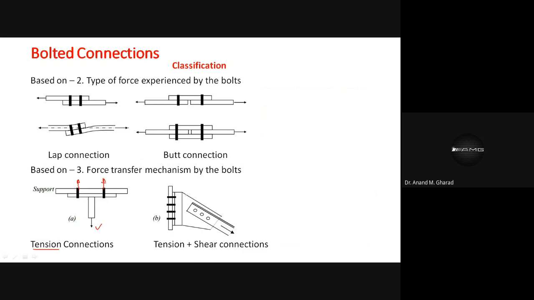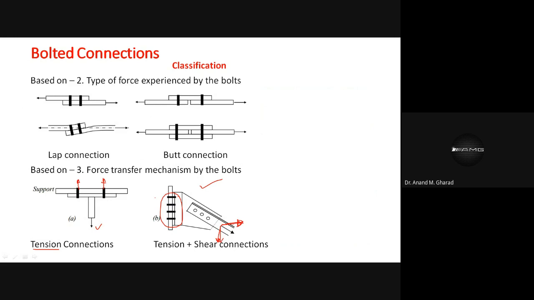In the second case over here, what do you observe? That this is an inclined force. Okay, this being an inclined force, it will have these components, horizontal and vertical. Do you agree? Horizontal and vertical components. Okay. So how will be the behavior of these bolts which are connected over here? So what will it do? It will try to resist both these components.